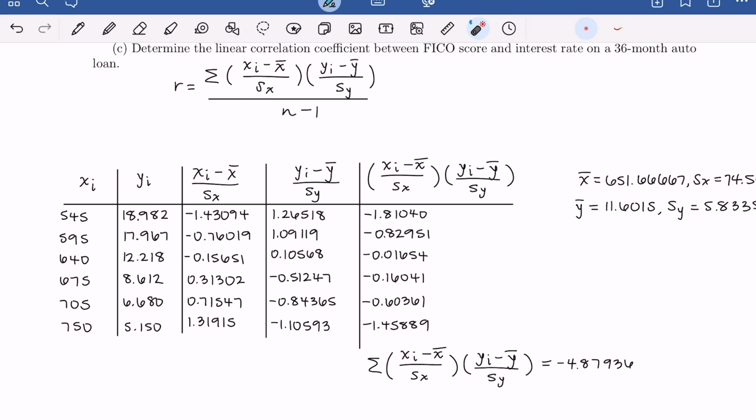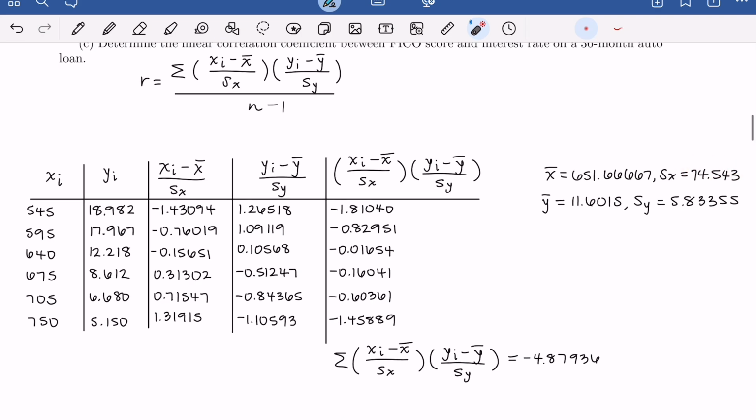All right, so we have this table filled in. We put our credit scores and our interest rates here. Then we found these values by plugging in the corresponding X values. So for this one, we plugged in 545. We subtracted out this mean here, and then we divided by the standard deviation, this guy here. Repeating this process for all of these guys and the Y variables. We then multiplied these guys together to get this, repeated that for the rest of these ones, and then took the sum of these products.